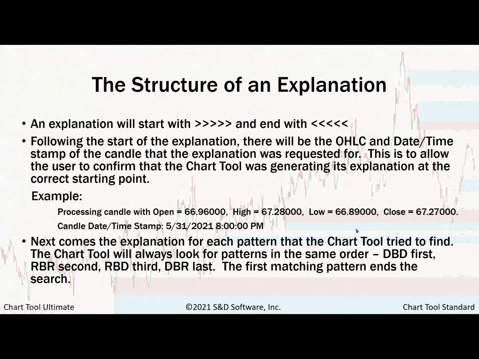So after we've confirmed that we're operating on the right candle and the right block of candles, then you'll start to see blocks of text which correspond to the different patterns that the tool is looking for. And the tool always looks for these patterns in the same order. So you'll always see it looking for a drop base drop first. And if it can't find a drop base drop, then it looks for a rally base rally. If it can't find that, it goes on to a rally base drop and eventually a drop base rally.